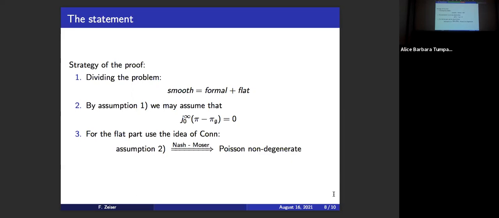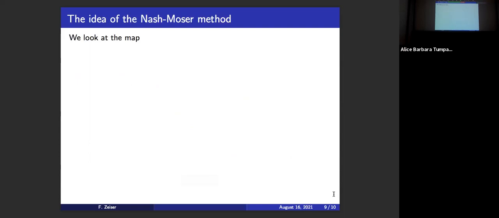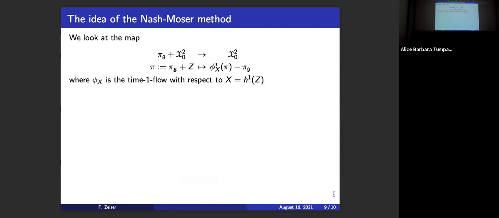Now to the actual Nash-Moser iteration, I have the last slide, which should give the idea of the iteration. For this, we look at the following map. So we have our Poisson structure, which is the linear one plus something flat. And then we look at this map. So here, phi of x should denote the time one flow with respect to the vector field, which is given by h1 applied to z. And then we take the difference of the pullback of this time one flow of pi minus phi g.